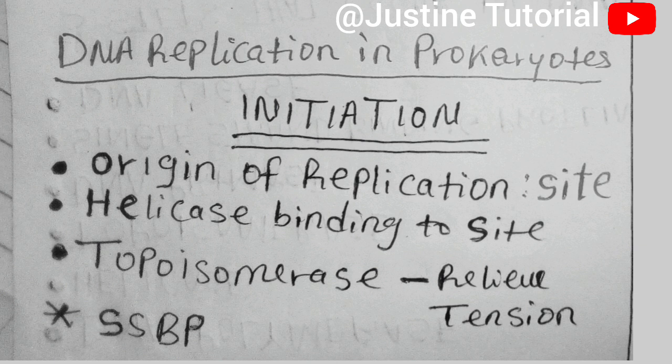The unwinding process requires ATP hydrolysis. ATP hydrolysis may cause topological stress, which leads to positive supercoiling. Type 2 topoisomerase, also known as DNA gyrase, relieves tension, allowing DNA relaxation and resealing.